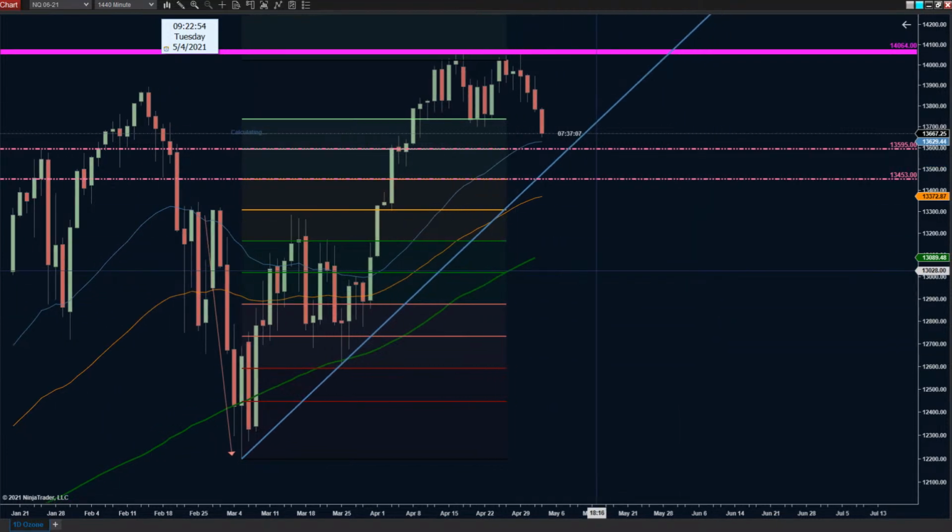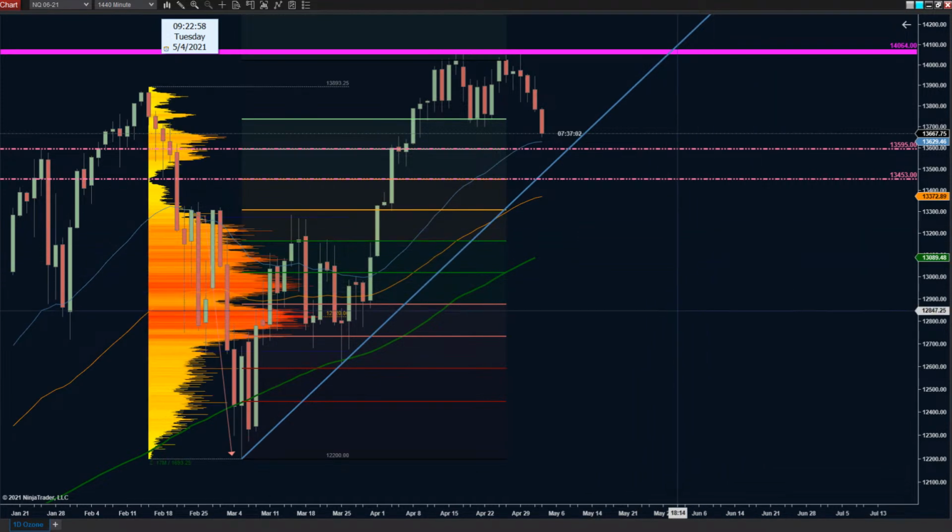Anyway, so we've got the deeper pullback, 13,595. Then the next zone, 13,453. I don't know if they're going to be able to pull back below that, but you can see these candles are growing, and this one is larger than the rest, and there's still 7.5 hours.